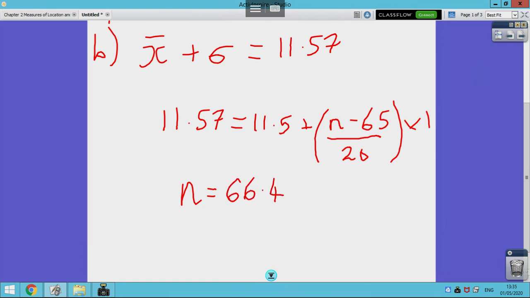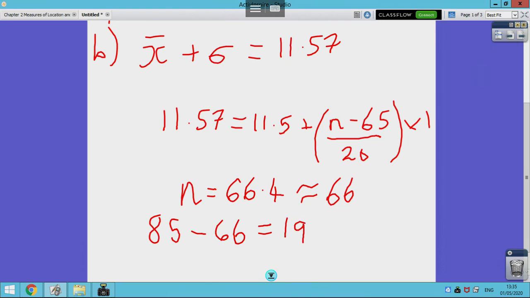Obviously you can't have 66.4 people or children, so we're going to round that to 66, because you can't have 0.4 of a person. That is the number of people that are less than one standard deviation above the mean. It's 66 people who have got less than that, and we wanted more than that. So we're going to have to do 85, which is the total number, minus the 66, which gives us 19.